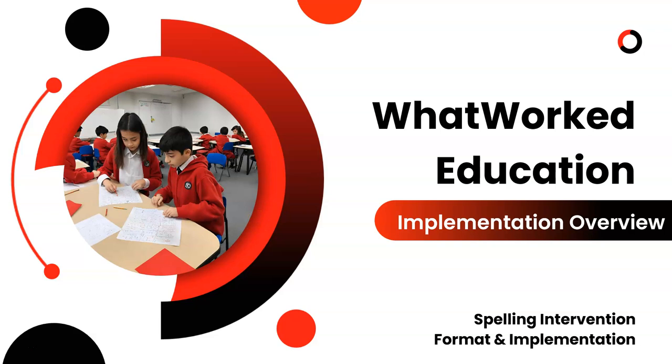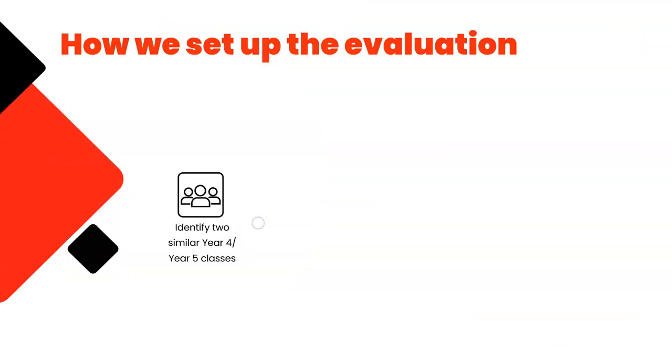Implementation overview. How we help you to set up the evaluation. The first thing we ask you to do is to identify two similar ability Year 4 and 5 classes. You will complete the pre-assessment test with both groups.